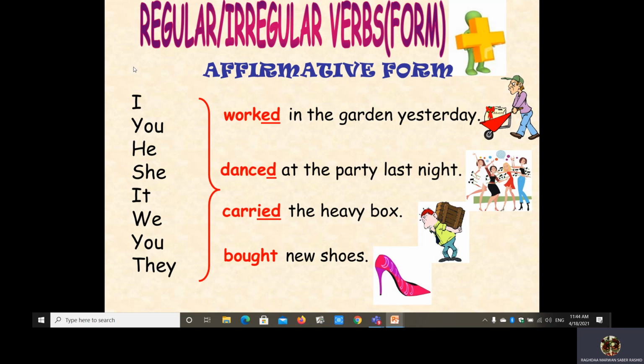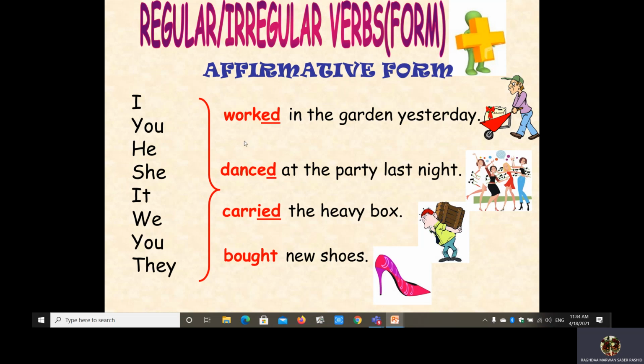What about the other verbs? We have regular and irregular verbs. Starting with regular verbs means the verbs to which we add only ed in the past. Irregular verbs means we change the form completely in the past. Regular verbs like work, worked, dance, danced. Irregular verbs like buy, bought, see, saw, swim, swam, break, broke, become, became, sing, sang. So these are irregular verbs which we change completely in the past form.